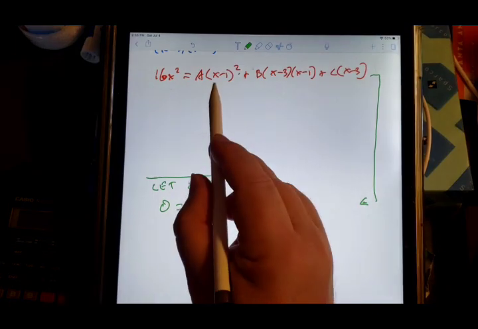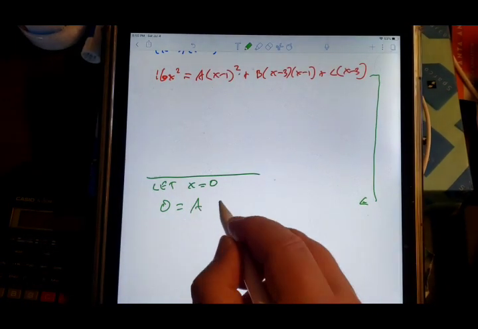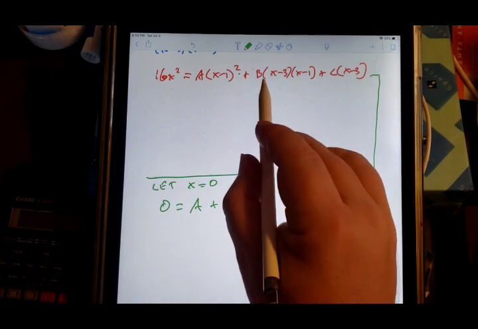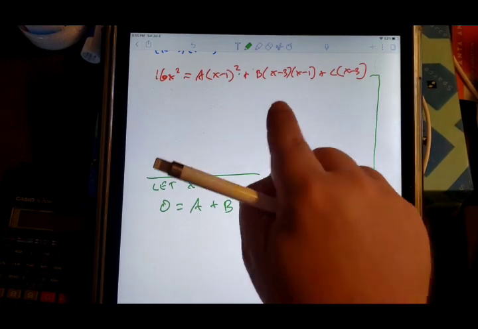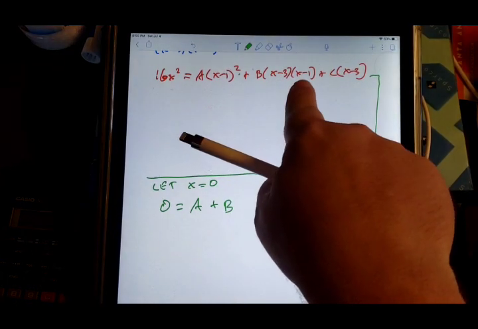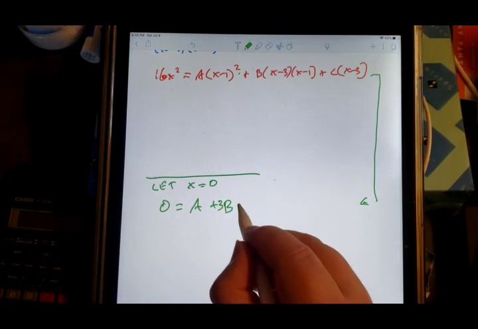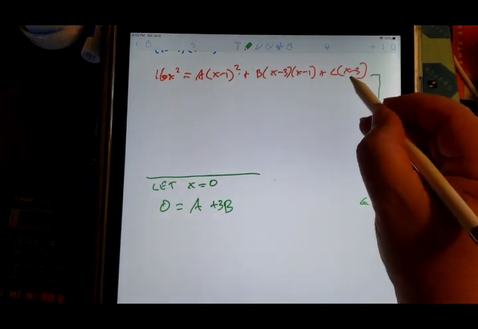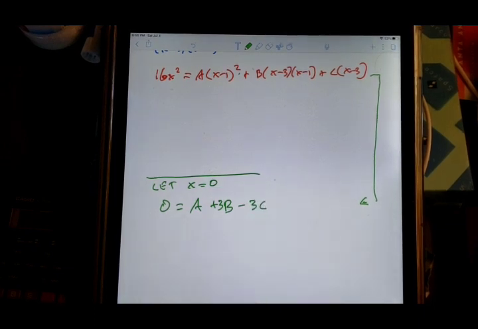And this would be 0 minus 1 squared, that's just going to be 1. That's going to be a. And if I put in 0, this would be b times what? Negative 3 times negative 1, that's 3. So I'll write it as 3b. And if I put a 0 in here, I'd get minus 3c.